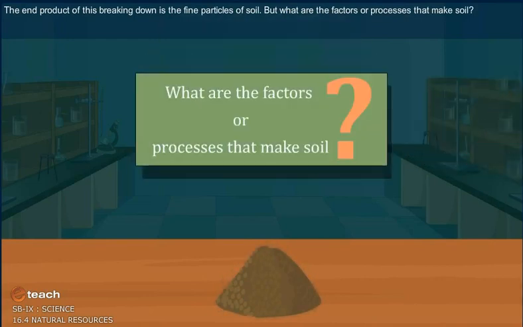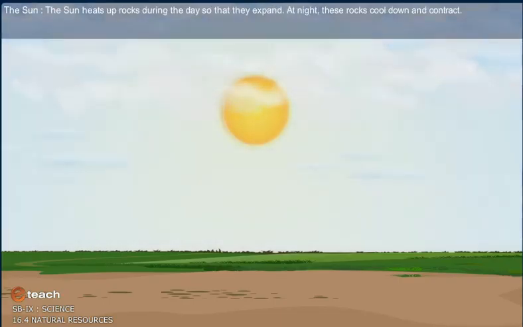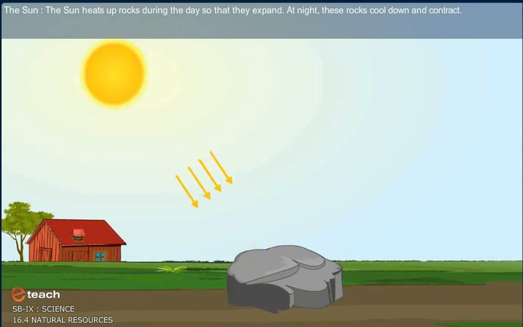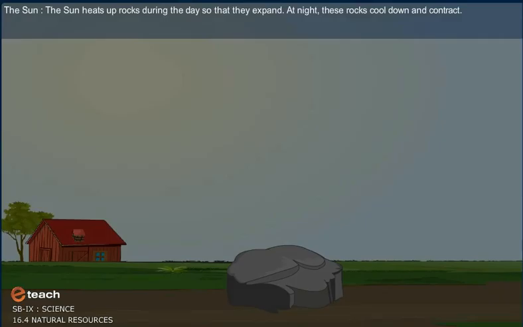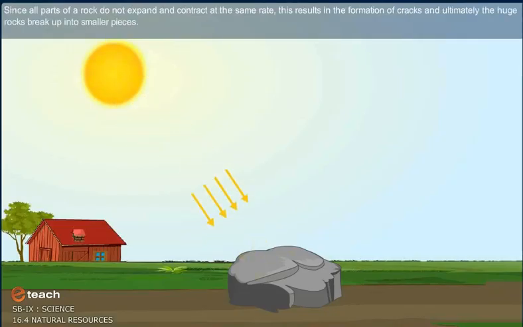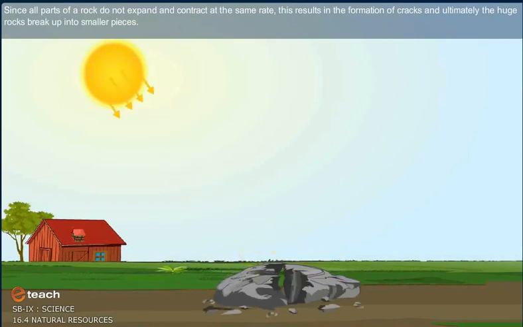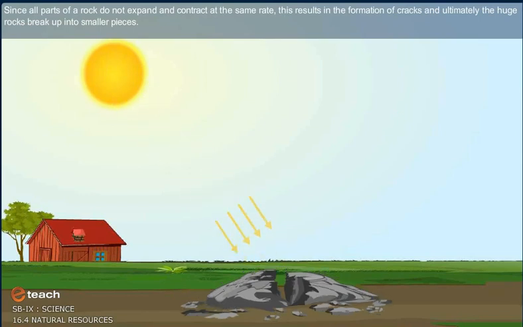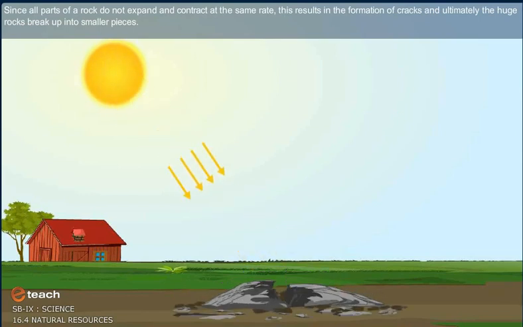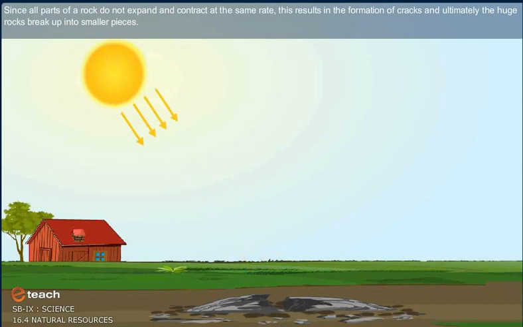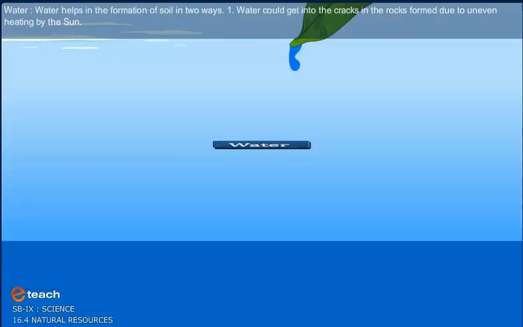But what are the factors or processes that make soil? The sun. The sun heats up rocks during the day so that they expand. At night, these rocks cool down and contract. Since all parts of the rock do not expand and contract at the same rate, this results in the formation of cracks and ultimately the huge rocks break up into smaller pieces.